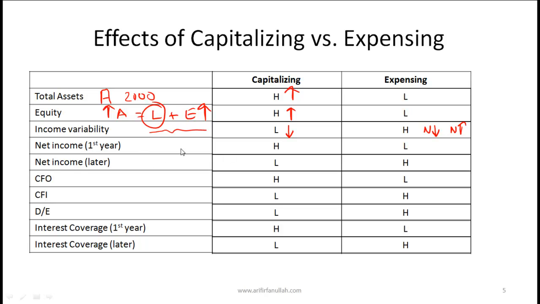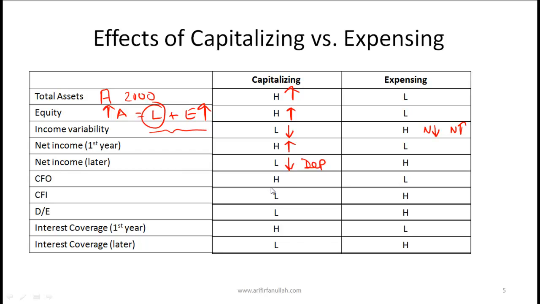Net income in the first year will be higher for the capitalizing firm because it's not recognizing the entire cost of the equipment as expense. So initially the net income will be higher, but in subsequent years net income will be lower because of the depreciation expense. We are spreading the expense out, so in years 2, 3, 4, etc., we will be showing a depreciation expense for the capitalizing firm, but the expensing firm will not have any depreciation expense in subsequent years.